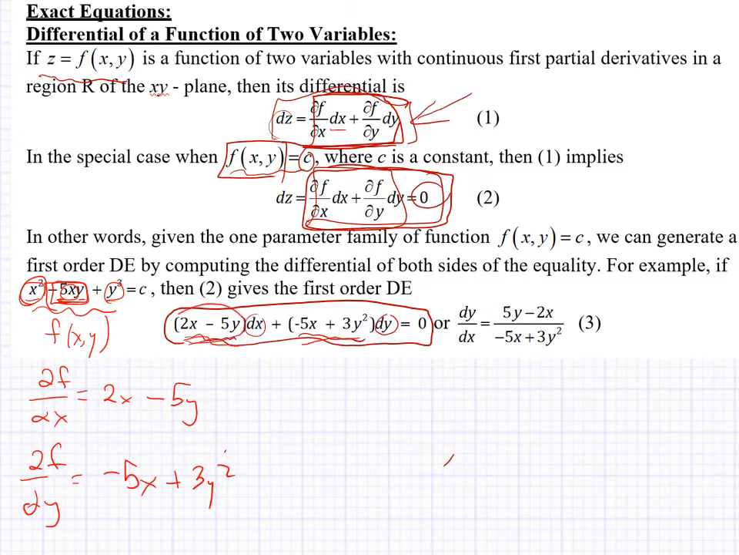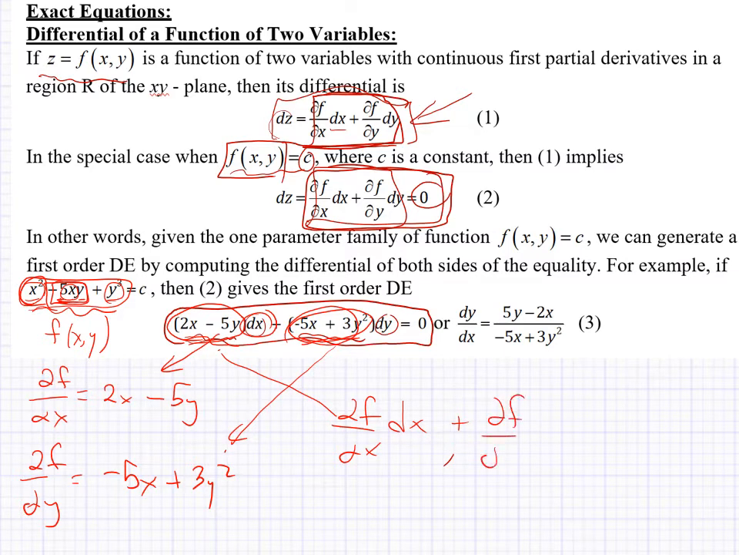Well, look at this. This is exactly this function, and this is exactly this function, which tells me that if I call this f, this is the partial of f with respect to x dx, and this is the partial of f with respect to y dy, and if this side is 0, okay, then that means that I took the derivative of some constant.